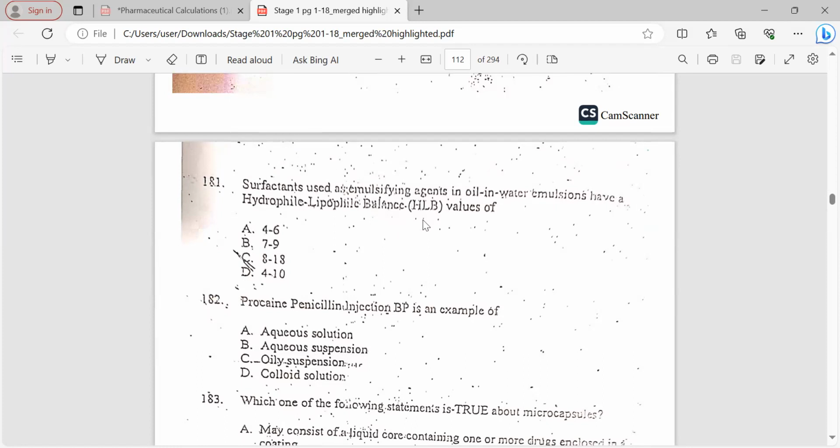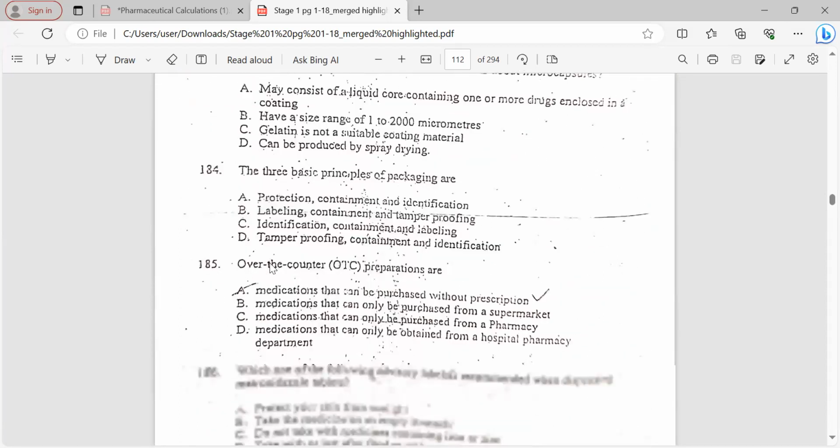No, we were told for oil in water emulsions, HLB values should be above 9. So 8 to 18. So you see calculation.